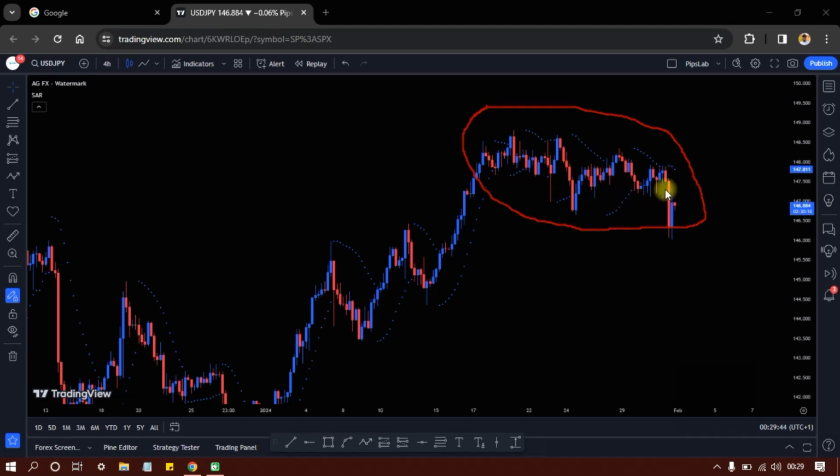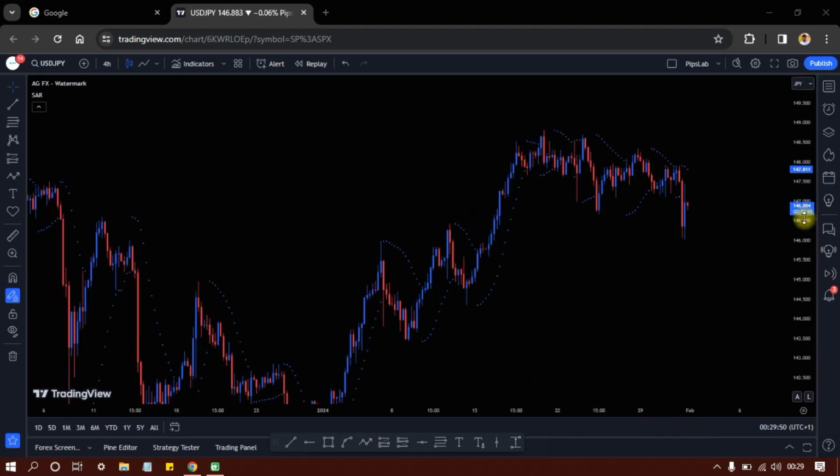Now look at this, we have price ranging at this point, which is very dangerous to take any trade at this point. All you have to do is to stay away from the markets when you notice something like this. And for the downtrend, it's very easy.